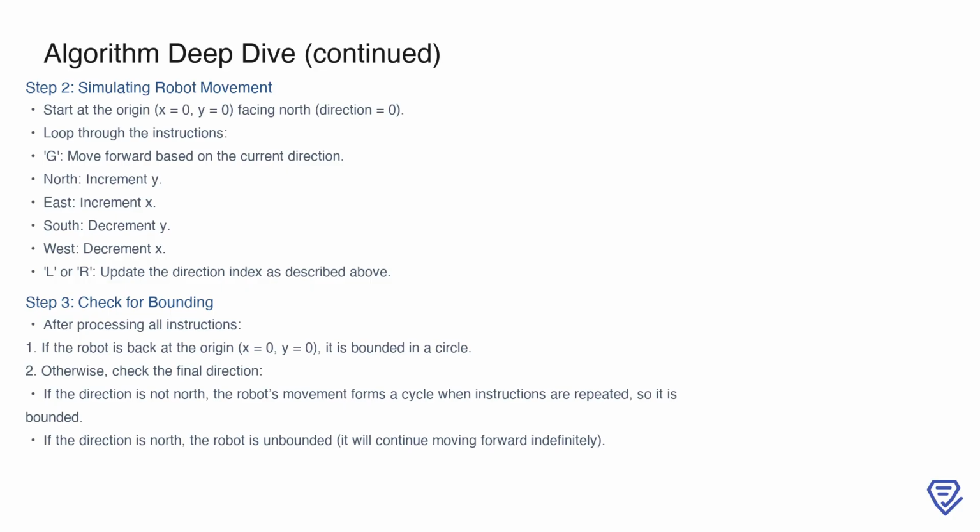Once all instructions are processed, we check two conditions to determine if the robot is bounded. First, we see if the robot has returned to the origin, as this guarantees boundedness. If not, we evaluate the final direction. If the robot is not facing north, repeating the instructions will eventually create a cycle, making the robot bounded. On the other hand, if the robot ends up facing north and is not at the origin, it will continue moving indefinitely, meaning it is unbounded.